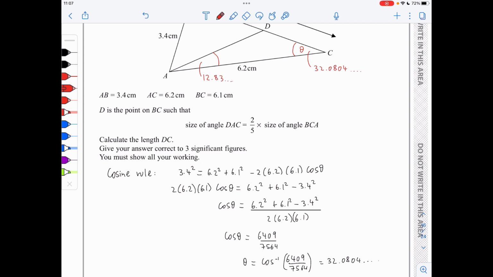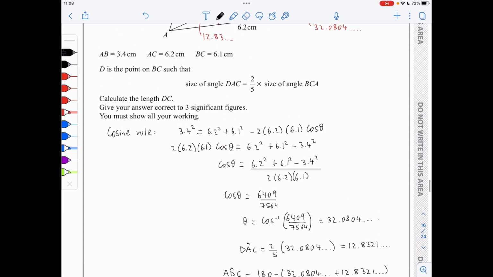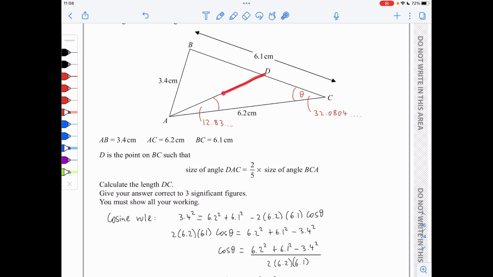12.83, and I can find the angle ADC by using the fact that the angles in a triangle add up to 180 degrees. So we can say that ADC is 180 minus the 32.0804 and the 12.8321, and this gives an answer of 135.087. Now that I've got the angle ADC, I can go back to the triangle here.